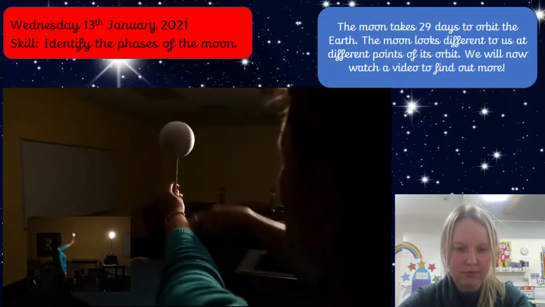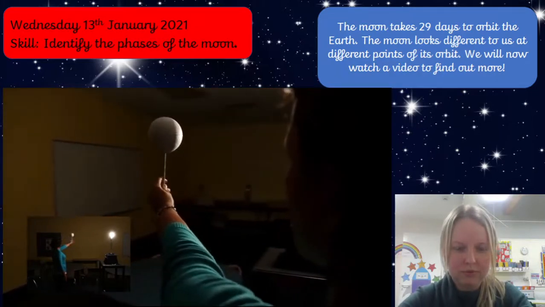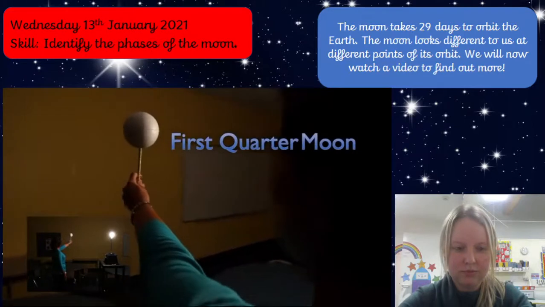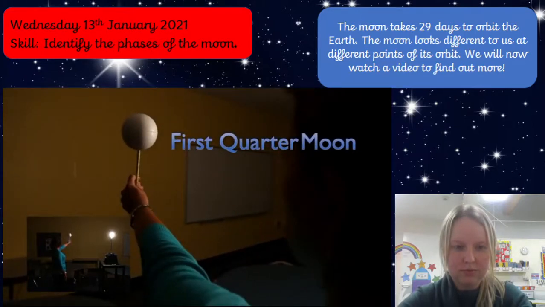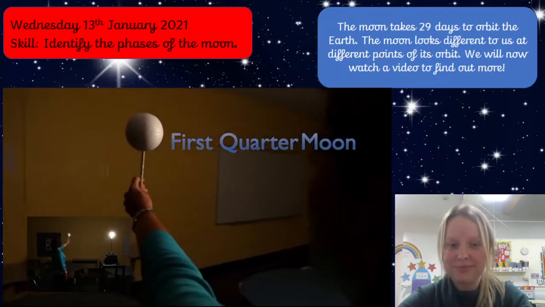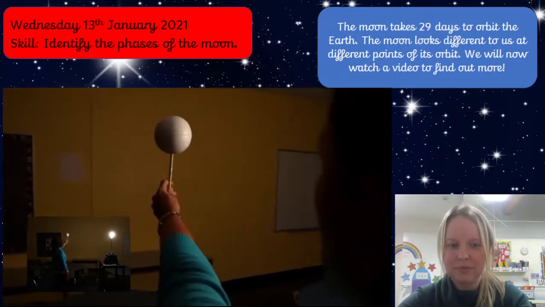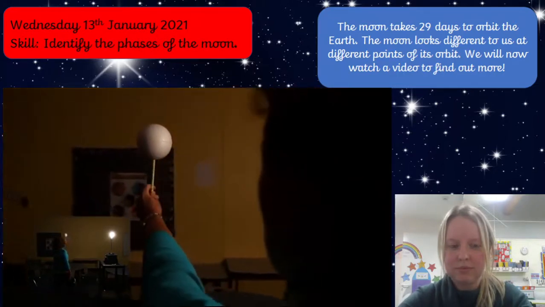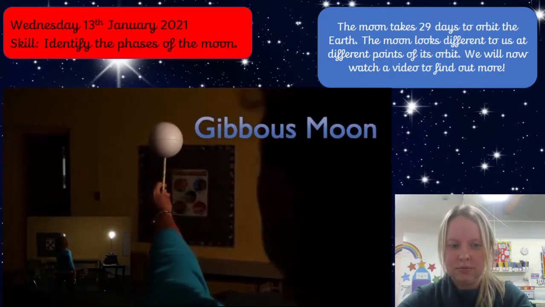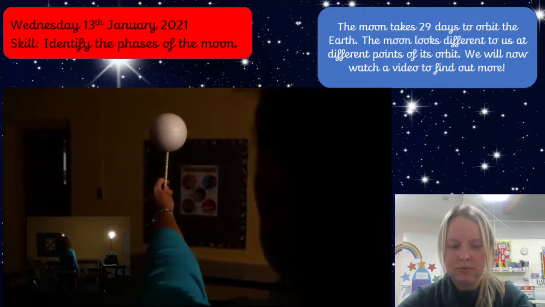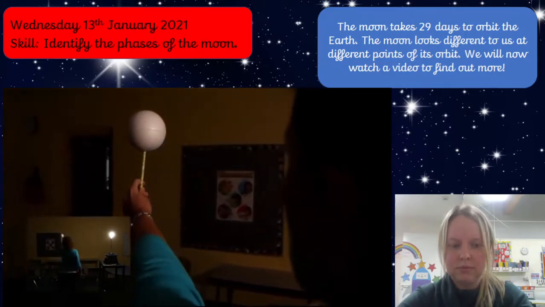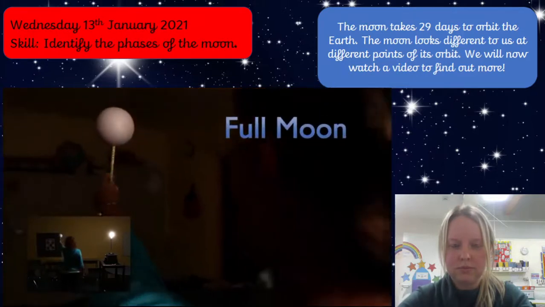As the moon keeps orbiting, we can see more and more of that lighted side. We see half of the lighted half, which is a quarter moon. In this case, a first quarter moon. As we keep orbiting, we see almost the whole lighted side. We call that a gibbous moon. Then, when we can see the entire lighted half of the moon, that's a full moon.